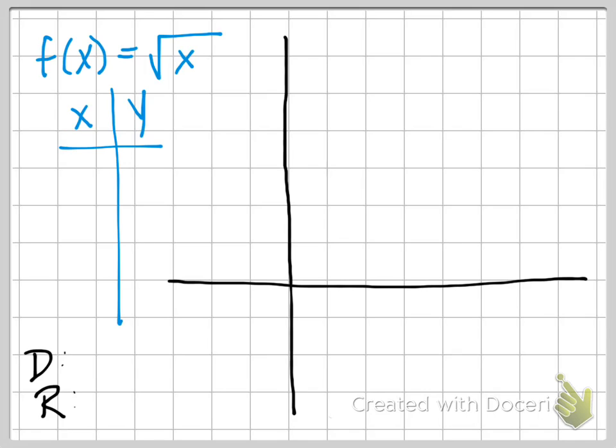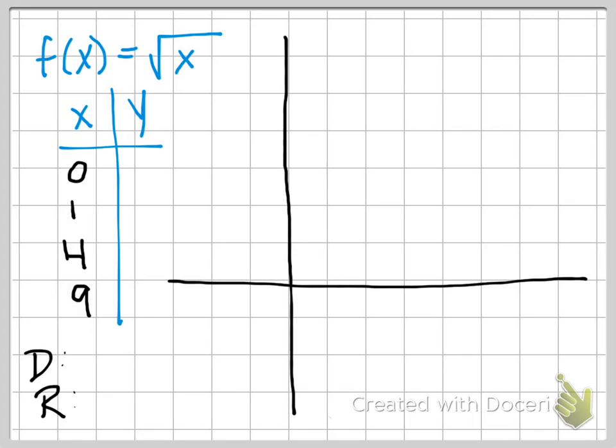So when we pick our x values for our t-chart, we want to pick them strategically so that all the numbers work out nicely. So the smallest number that I can take the square root of is 0. So we're going to pick a 0. The next value that I can take the square root of is 1. I can take the square root of 4. And I can take the square root of 9. Obviously I could keep going, but we don't want to plot that many points.